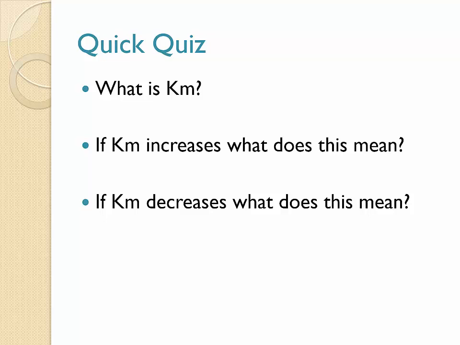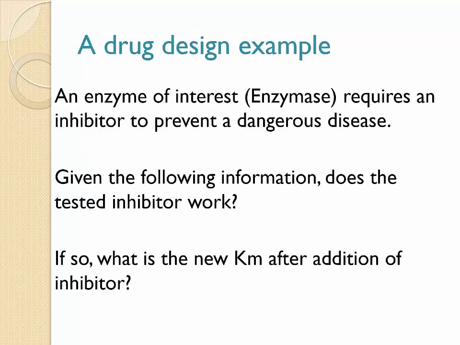This means that it requires less substrate to achieve 1/2 maximum velocity, which would typically infer that the enzyme is behaving stronger than it would normally. So let's look at a drug design example.